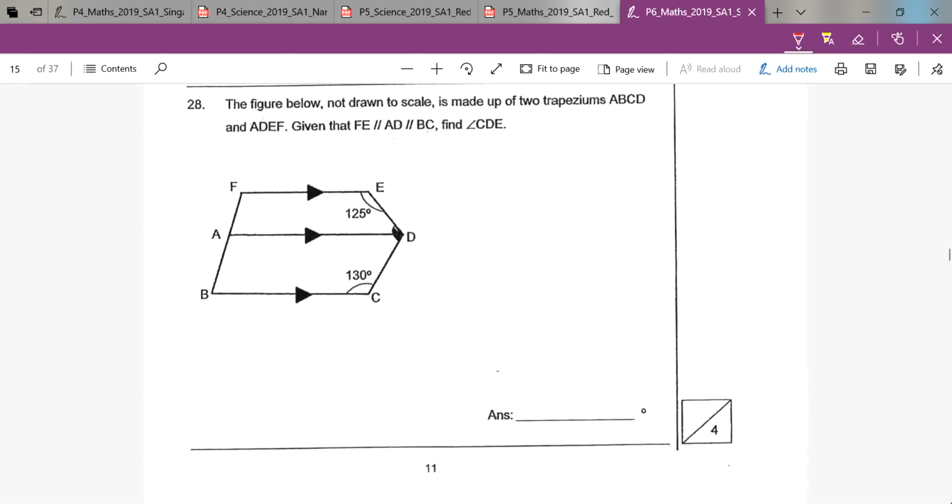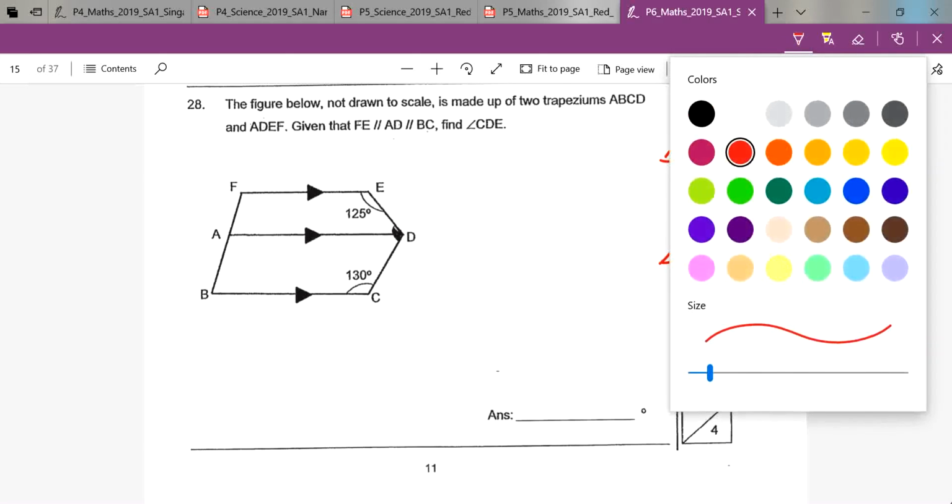Question 28. The figure below, not drawn to scale, is made out of two trapeziums, ABCD and ADEF. Given that FE is parallel to AD and is parallel to BC, find angle CDE. So trapezium, if you revise your concept, it can look like this. This is parallel to this, this is parallel to this.